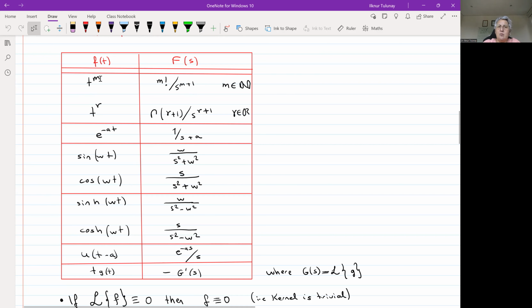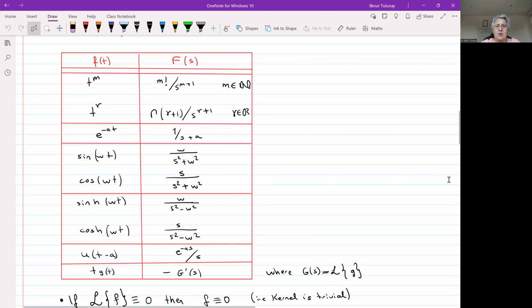So the Laplace transform of t to the m, where m is a natural number including 0. So t to the 0, for example, will be 1. So 0 factorial is 1, and s to the 0 plus 1, so it will be 1 over s. So the Laplace transform of 1 will be just 1 over s. The transform of t will be 1 over s squared.